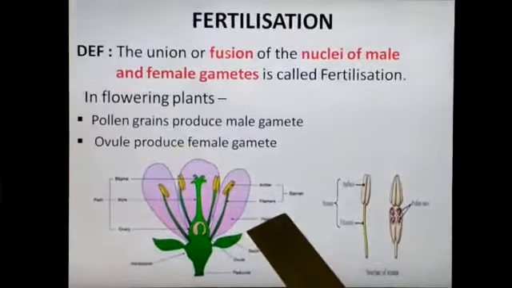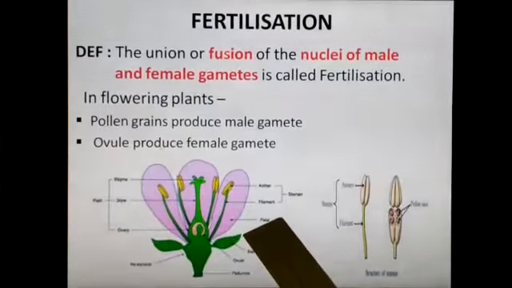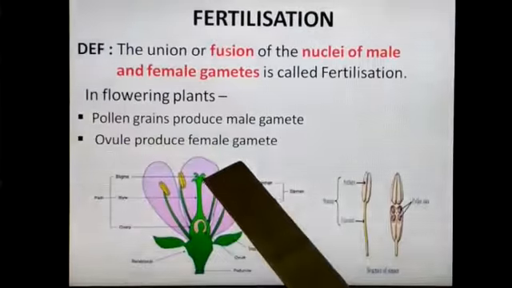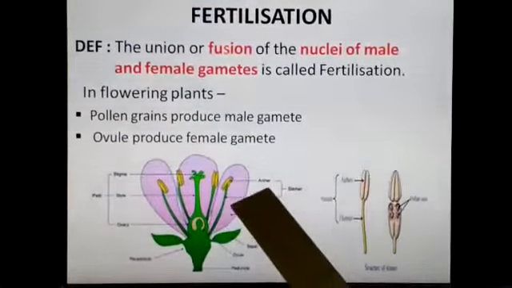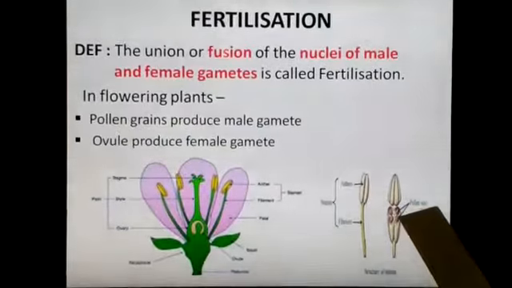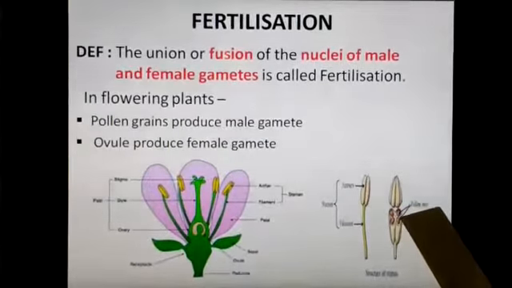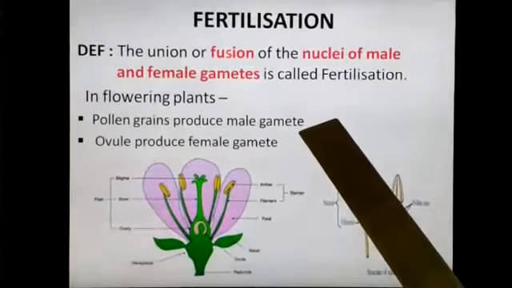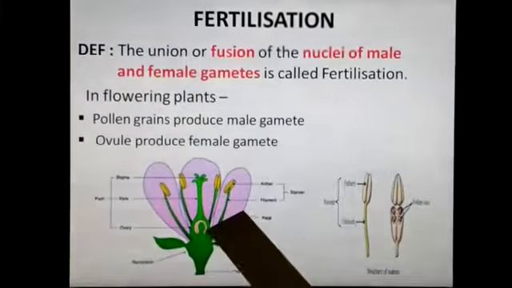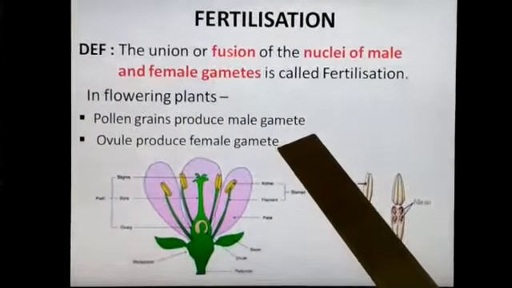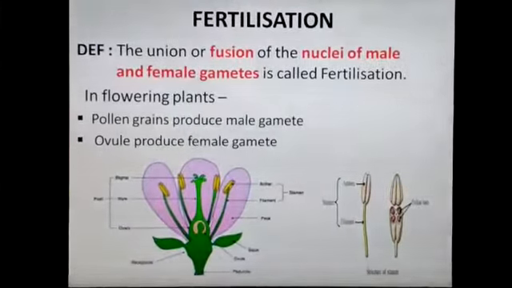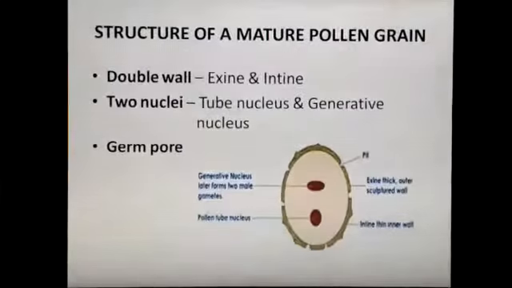Here is a structure of a bisexual flower. You are very much familiar with it. The male part, stamen, and the female part, carpel. The male part has got anther with pollen sacs. Inside the pollen sacs are pollen grains. Pollen grains produce male gamete. Ovule, which is present inside the ovary of carpel, produces female gamete. It is the fusion of these two gametes which completes the process of fertilization.